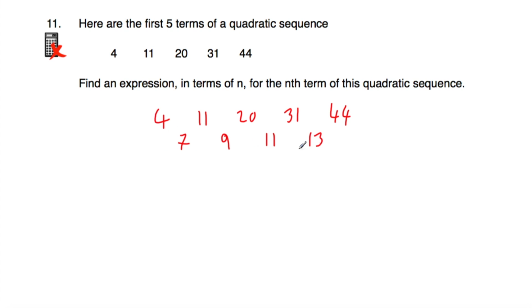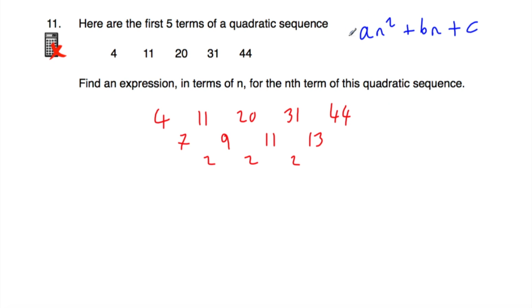Now let's write down our second differences, and these should all be the same for a quadratic sequence. To get from 7 to 9, we add 2, from 9 to 11, 2, and from 11 to 13, 2. So we've got our sequence, our first differences, and our second differences. Fantastic. So we need to find our quadratic nth term. And remember, our quadratic nth term will be in the form an squared plus bn plus c. We just need to find the values of a, b, and c.